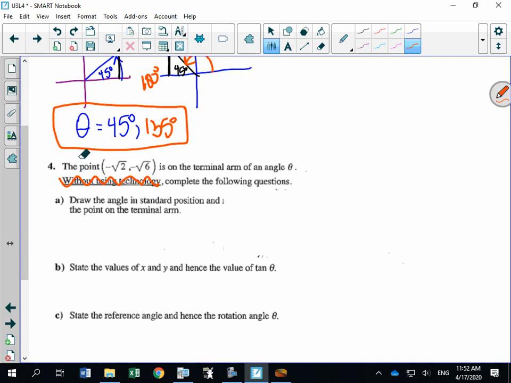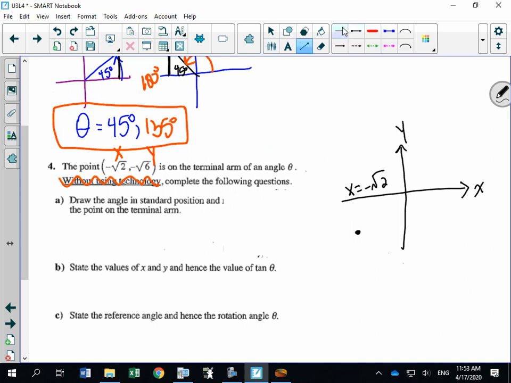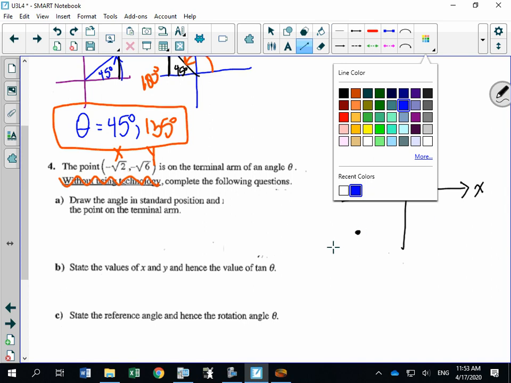For number 4, the point is on the terminal arm of angle theta, so x, y. So let's find out where that point is. I'm not even going to calculate what the negative square root of 2 is and what the negative square root of 6 is. You should be able to see that negative x would be here, and negative y is down here. So my point would be somewhere in quadrant 3. Okay, and I'm going to say x is equal to negative root 2. Let's draw, using our ruler, our point on our terminal arm.